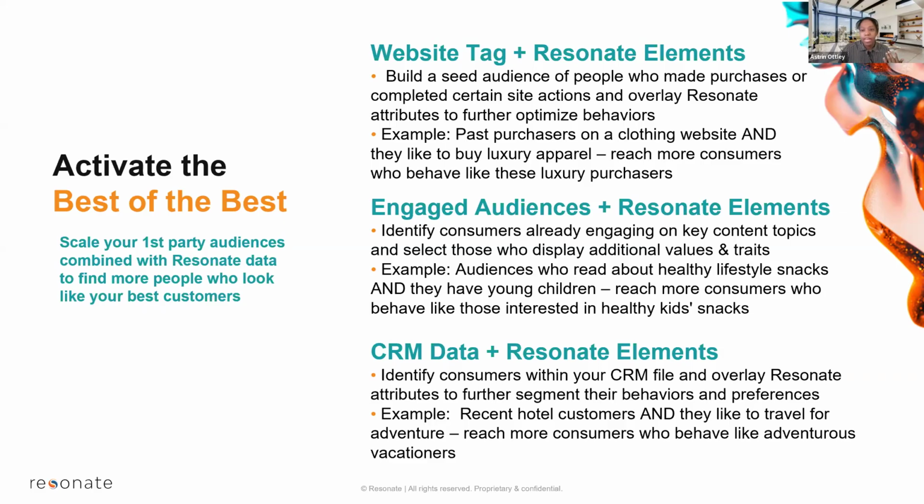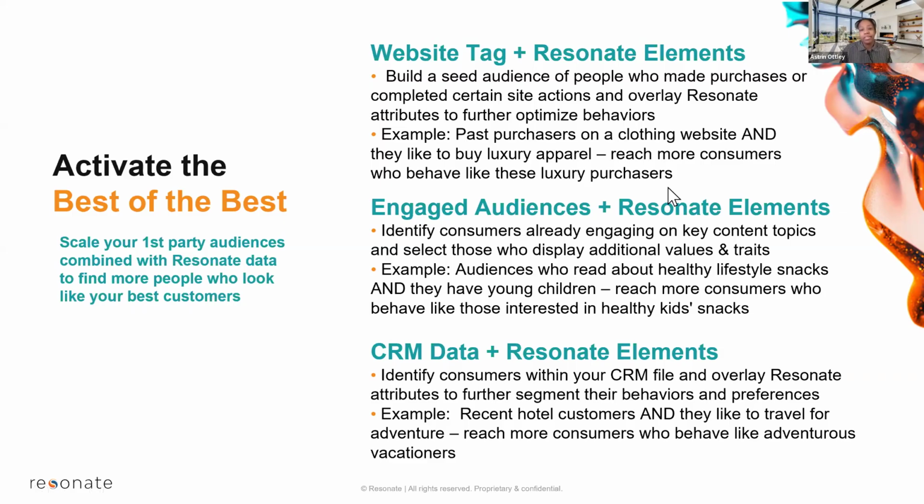For example, past purchasers on a clothing website, and then let's say they like to buy luxury apparel. What you can do is create an audience of people that are tagged or visiting that site, and then using that with Resonate elements for lookalike modeling, you will be able to reach more consumers who behave like those luxury purchasers. Another way to use lookalike modeling is with engaged audiences and Resonate data. And this is what I'll probably demo during the webinar today. So you essentially can identify consumers who are already engaging with key topics online and then select additional attributes to layer over with that audience.